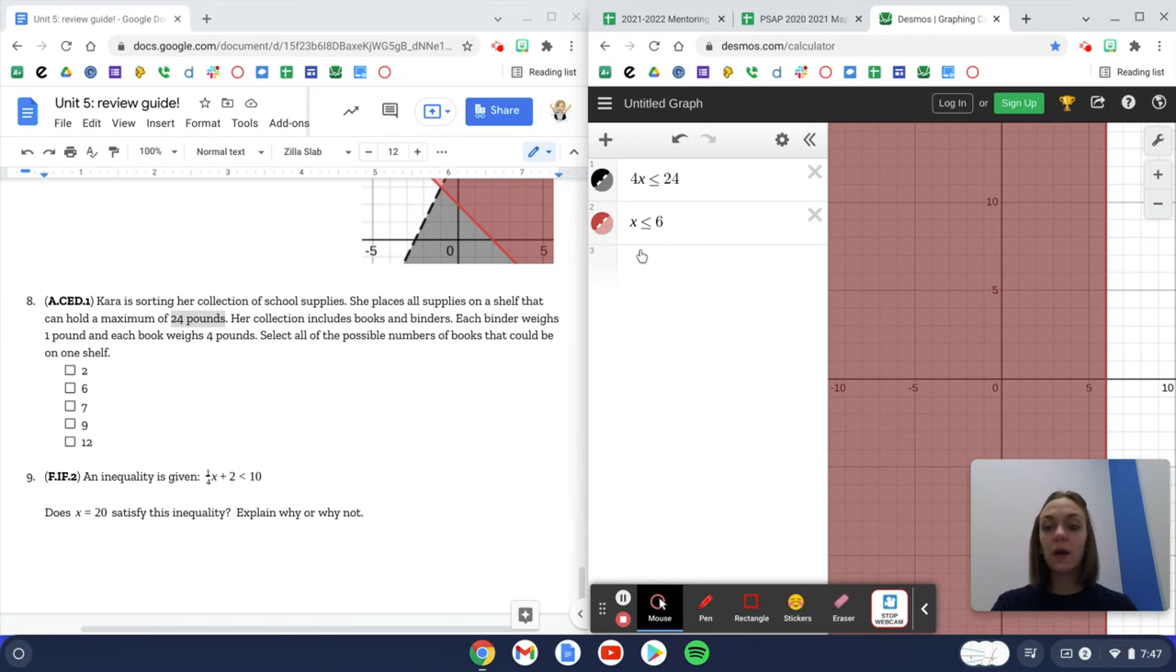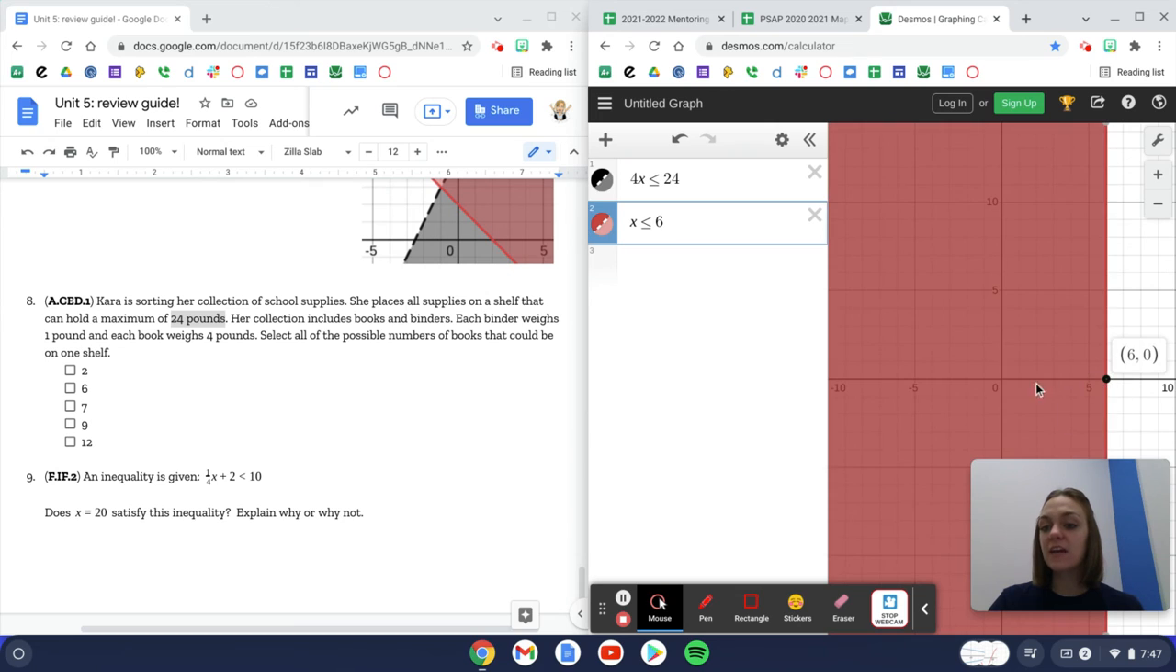So if she had one book, it would only be 4 pounds. If she had 2 books, it would only be 8 pounds. So I could have 1 book, I could have 2 books. If she had 3 books, it would be 4 times 3, which is 12 pounds. So I'm looking for any number of books that gives me a weight that's less than 24 pounds.